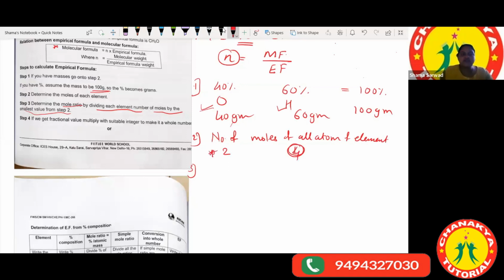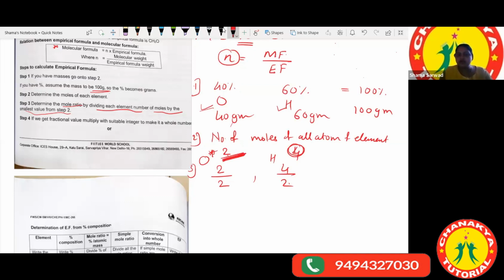So at that time you have to take the smallest value, and with that you have to divide all the numbers of moles. Understanding? This is for oxygen and this is for hydrogen. What is the smallest value here? 2. I'm going to divide by 2, and as well as I'm going to divide 4 by 2. Right? Yes, in the 3rd step. What is the step? Determine the mole ratio by dividing each element's number of moles by the smallest value you obtained in step number 2. Clear?